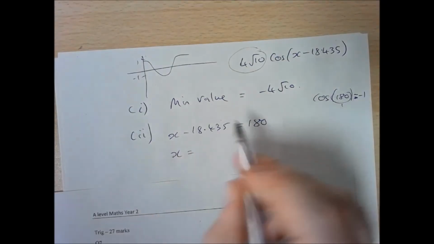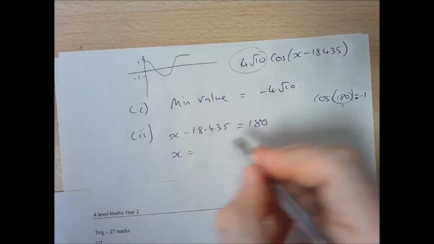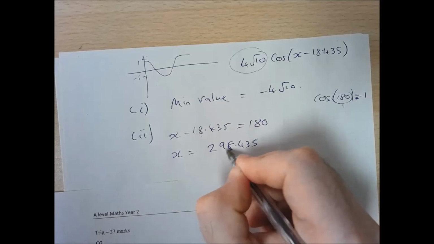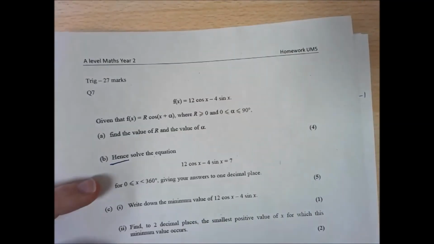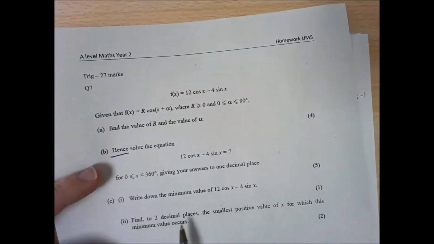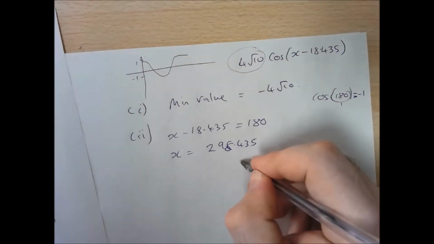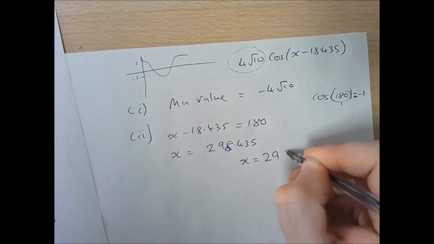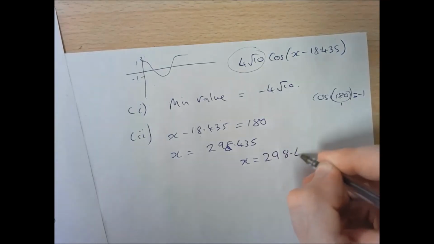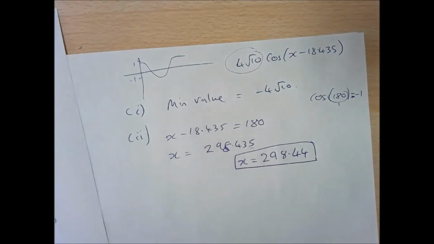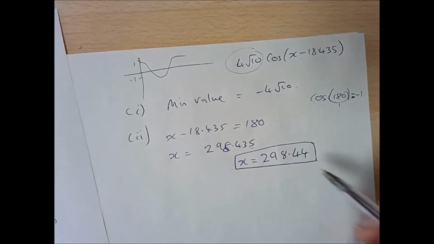So x just equals that plus that, so we get 298.435. Let's have a look and see if we're given any kind of decimal places. It's a good job we kept it accurate. So we're going to write this as x equals 298.44. Going to extra accuracy is quite often useful later on, because you can't go back and unround something. So that should be our final answer.